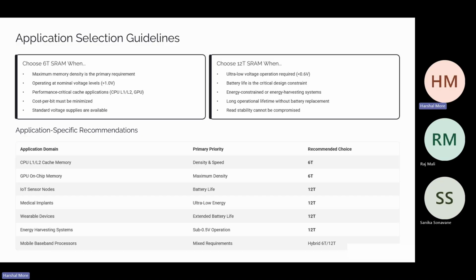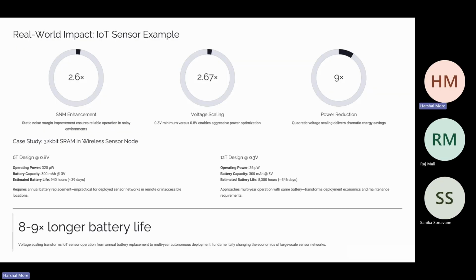Its ability to operate below 0.6 volt makes it ideal for battery-driven or energy-efficient tasks with stable, sustained performance. Let's move to the next slide to analyze its performance. A 6T based memory at 0.8 volts consumes around 320 microwatts, giving roughly 39 days of battery life. But switching to 12T operating at just 0.3 volts slashes power to 36 microwatts and extends life to almost a full year. That's an 8 to 9 times improvement.